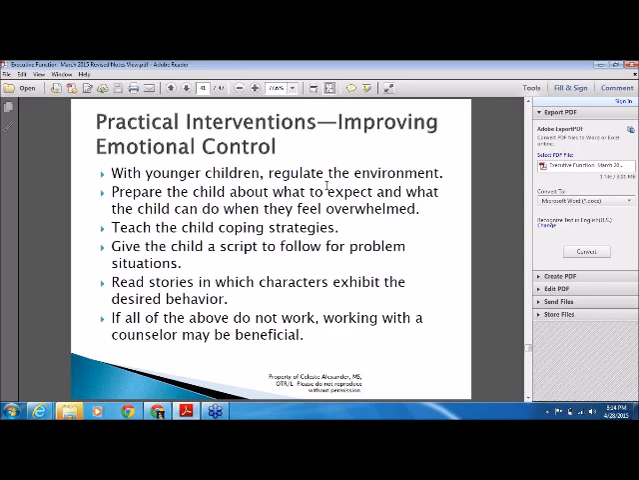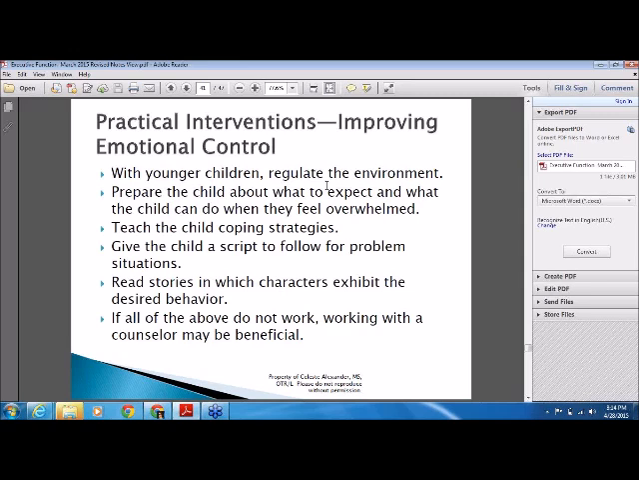Again, preparing the child about what to expect, and here's the important part, what they can do when they feel overwhelmed. They don't have these innate strategies to know, okay, I can step away, or I can breathe, or I can go get a drink of water. We have to provide that scaffolding. We have to help teach them. And again, the third bullet is just repetitive, teaching them coping strategies.